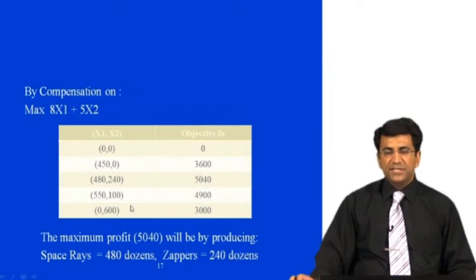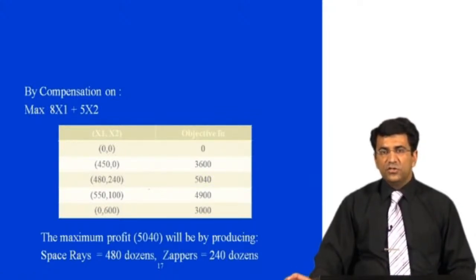In the similar fashion we will calculate the other point as well, that is the point B and C, and finally we will put all of these points in this particular table, and we can calculate our objective function by putting these values in this objective function. So you can see from this particular example that at this particular point, that is 480, 240, our profit is 5040, which is maximized. And if we compare this particular solution with the initial solution which was suggested by the marketing manager, this is much better than the initial proposal made by the marketing manager.